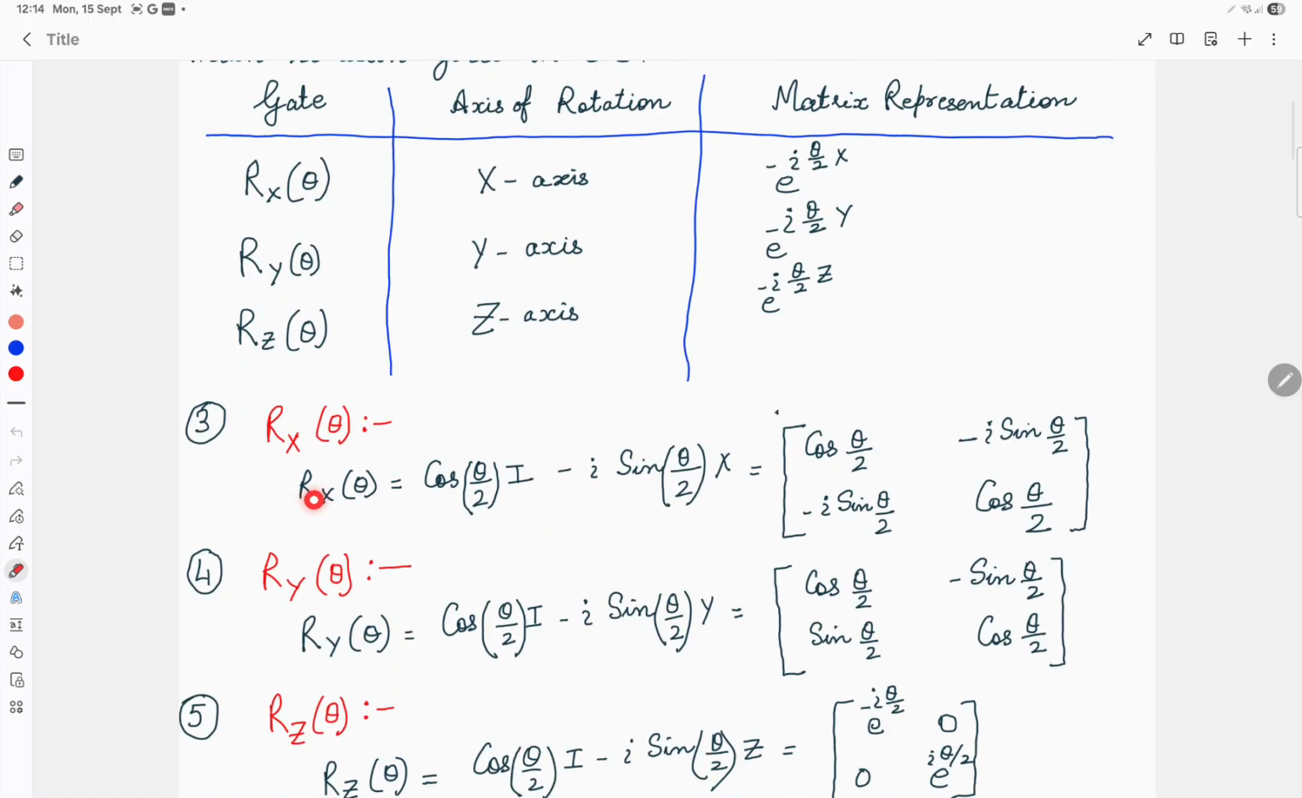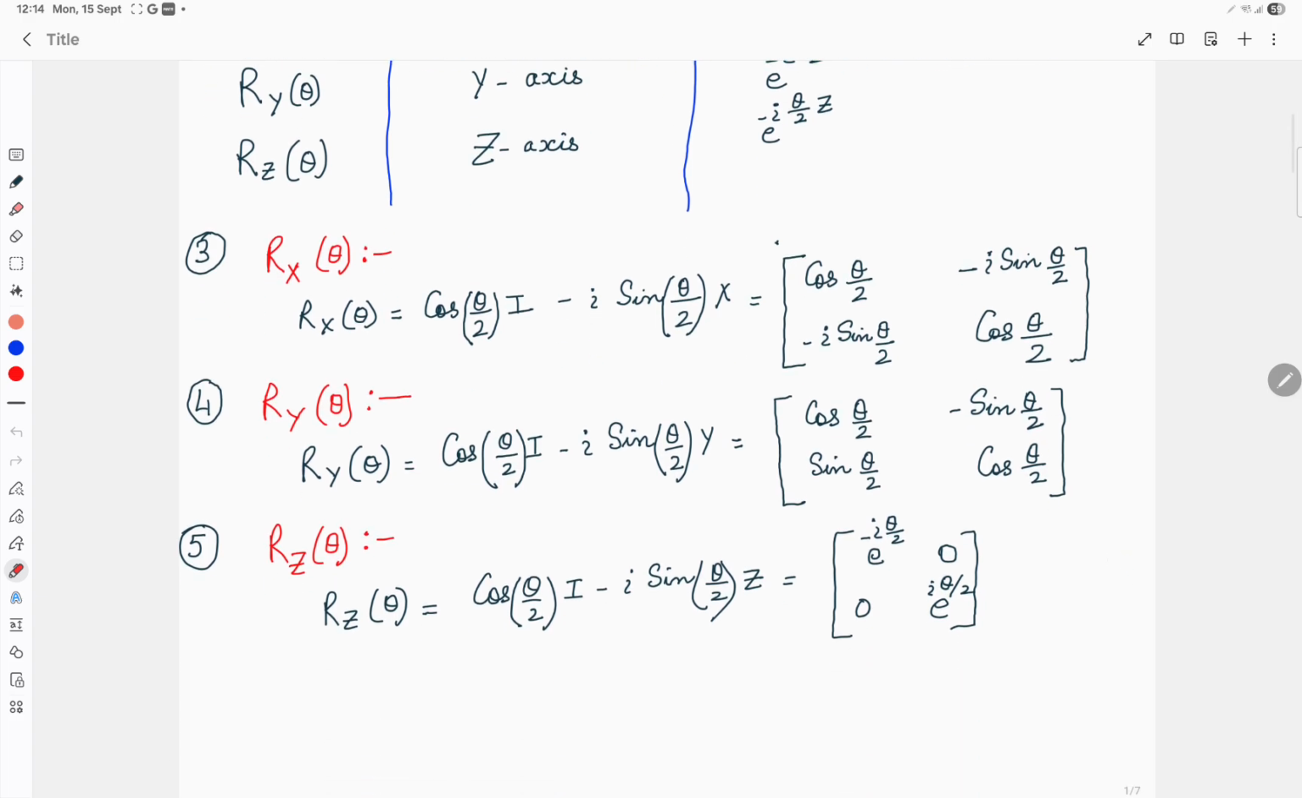Now the equation for Rx theta is given by cos theta by 2 I minus iota sine theta by 2 X. So if you solve this equation, you will be able to get this matrix, and you will similarly get the matrix for Ry theta and Rz theta. So these are the matrices. If you substitute the value of theta in this matrix, you will obtain the unitary matrix corresponding to this rotation gate.